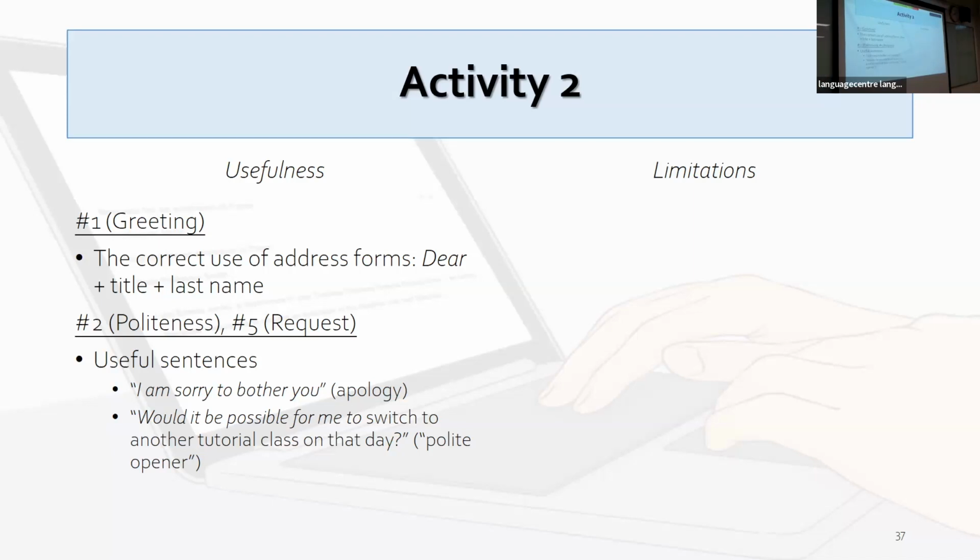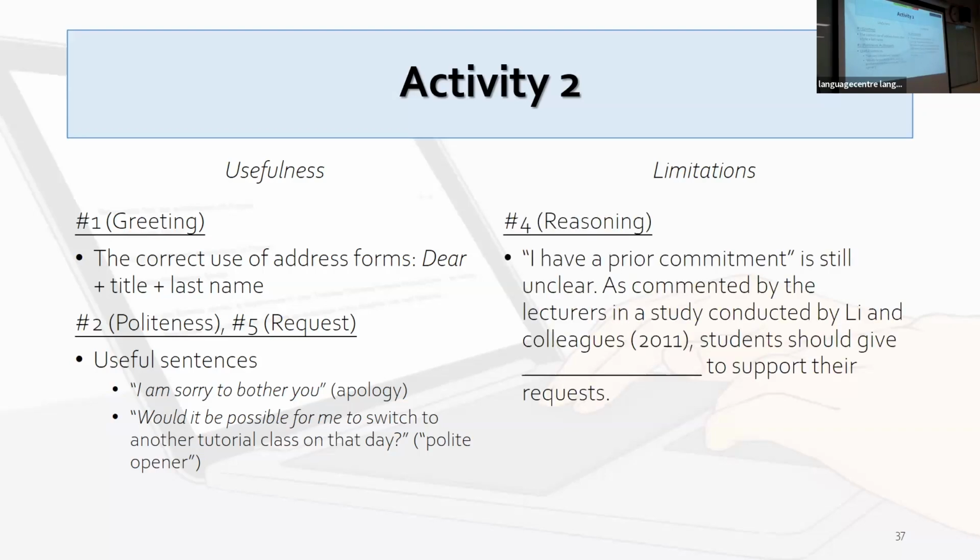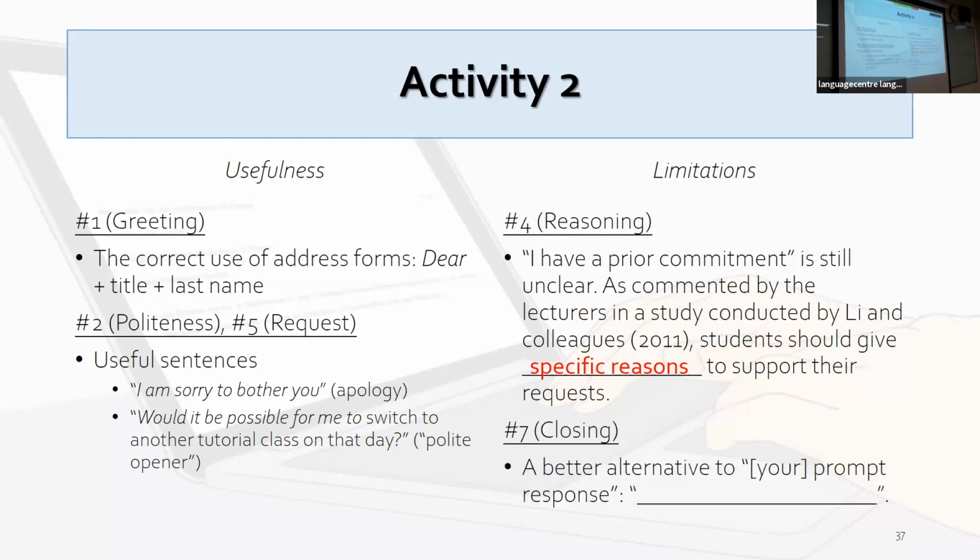But again, AI-generated feedback, as I said, does have its limitations. The AI tool only suggested "I have a prior commitment," but this is not a specific reason. It would be good to try to be more specific. For example, in this case, why it is important to catch the train, and what exact commitment you are talking about, in a way that you need to catch the train immediately after class.